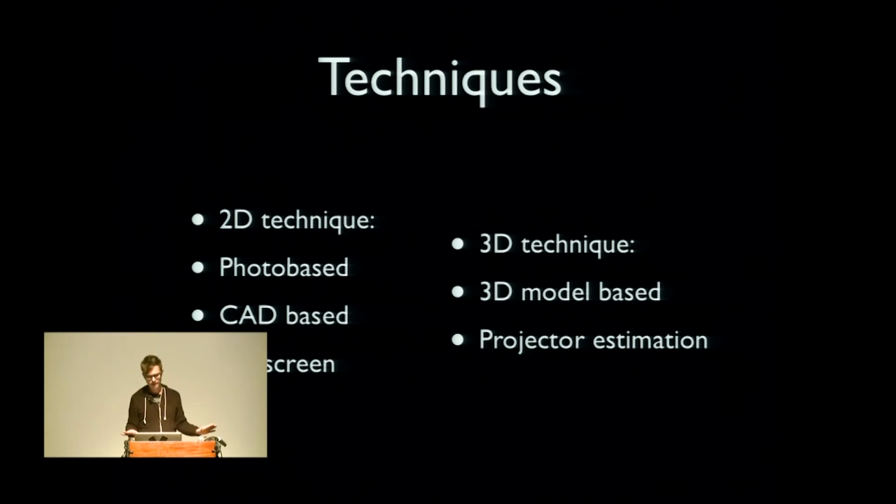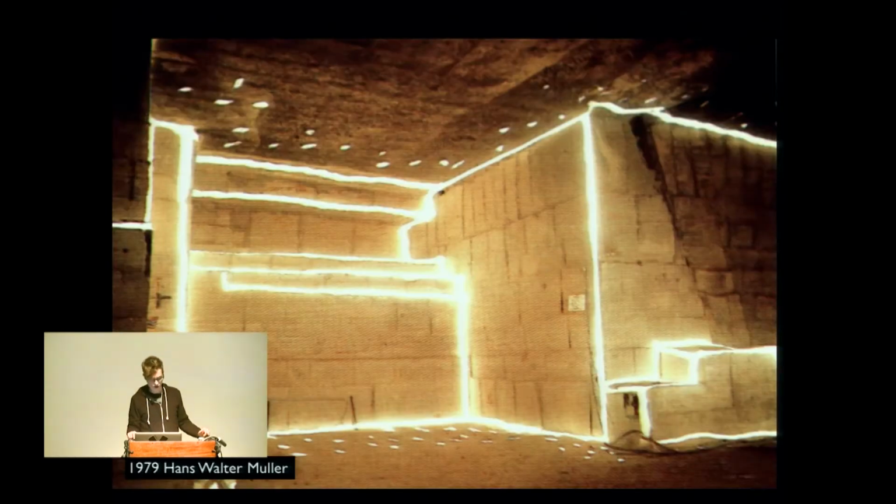So now I will speak a little bit about the techniques. I won't go too deep, you will see it's very easy, but basically the world of video mapping is divided into two categories: the 2D guys and the 3D guys. So the 2D guys, like photo-based, computer-aided design-based, it's like screen-based, and the 3D guys, they use 3D models, and they try to estimate the position of the projector so that it fits the real subject. So I will go through the techniques and show you.